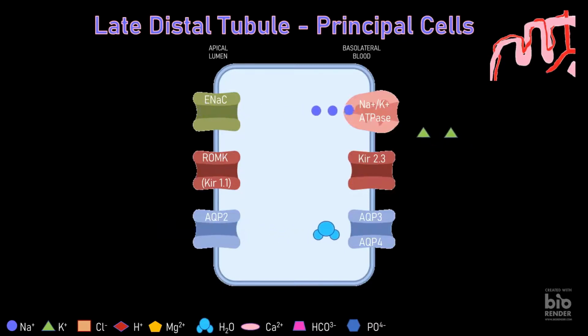The number of apical aquaporin 2 channels varies with the requirement for water reuptake. Water is then carried into the blood via aquaporin 3 and 4, which do not vary in number.